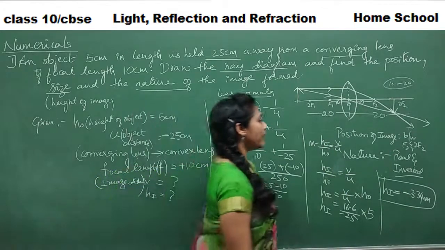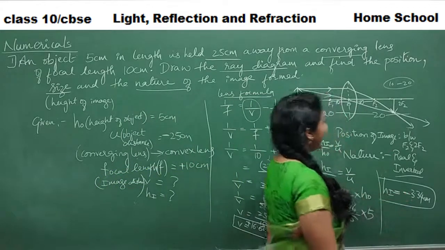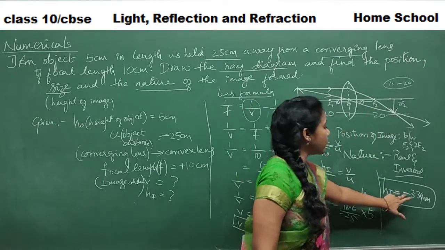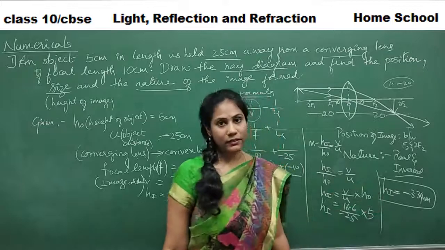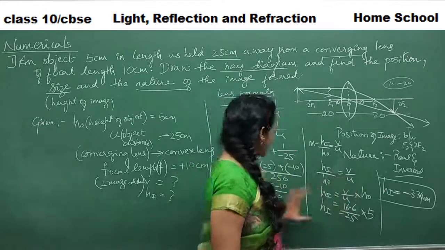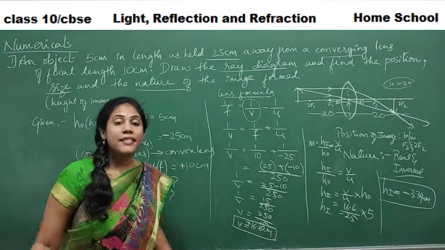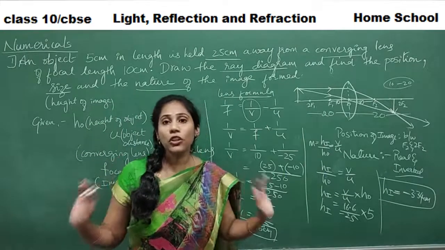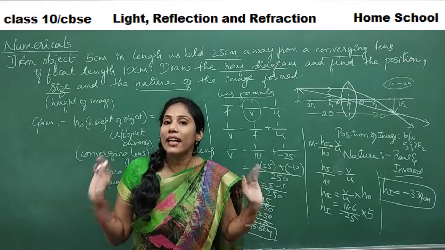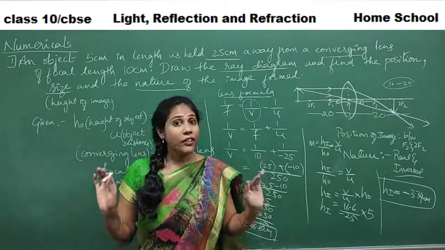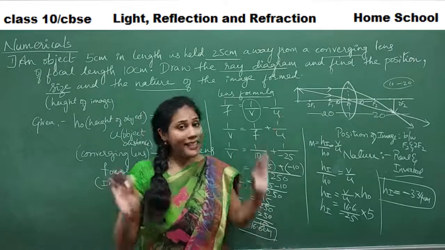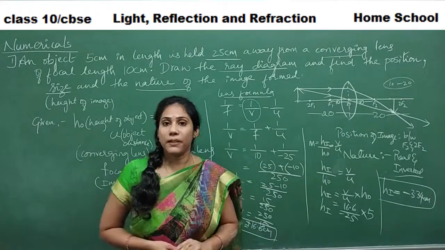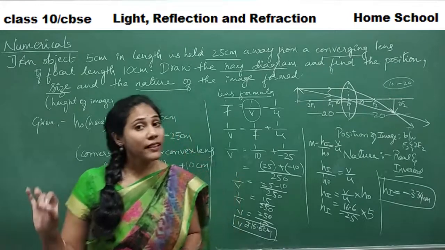Okay, so here the minus sign indicates that it is an inverted image. Inverted image will always have a minus sign. Clear? So this is how you have to calculate, guys. You can easily solve the problems on the light chapter only when you know the concept, only when you have the entire knowledge of science, and when you have knowledge of ray diagrams, only then can you do these problems. Otherwise, it's not possible. Yeah? Let us go for the next question.